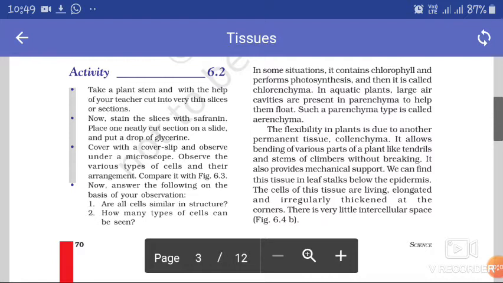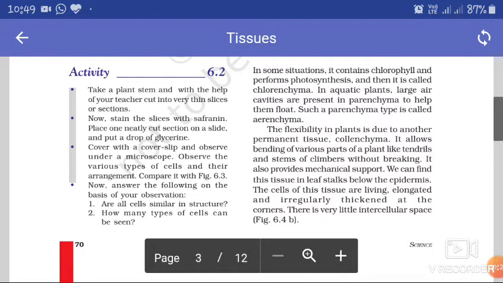Class ninth biology, and our chapter is tissue. Here is given an activity 6.2. Take a plant stem and, with the help of your teacher, cut it into very thin slices or sections.